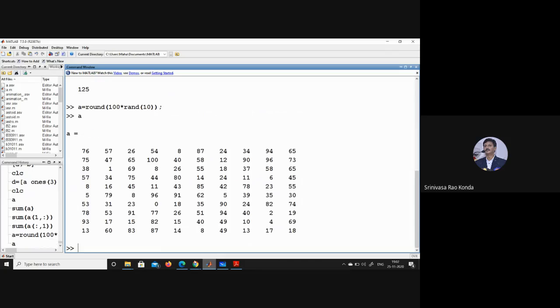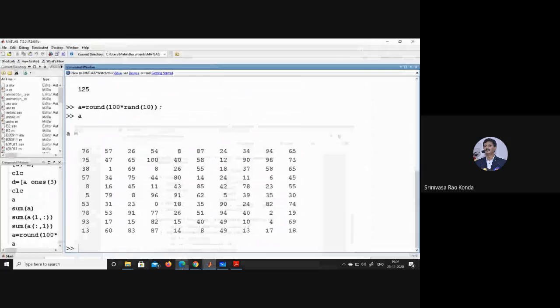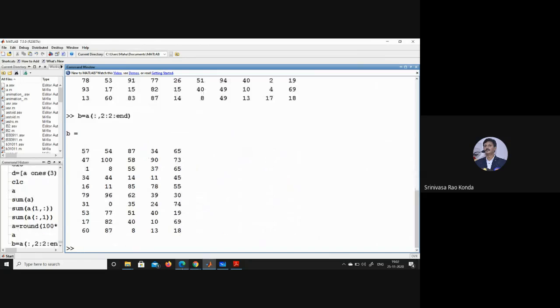A is 10 by 10. Assign the even number of columns of A to an array called B. Capital B is equal to small b. How to do this? Even number of columns. Colon, true, colon. Those are the even numbered columns.